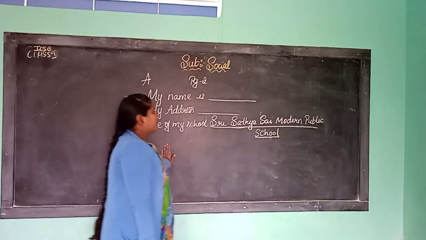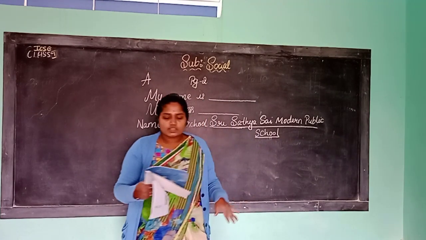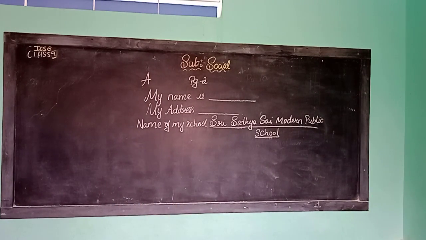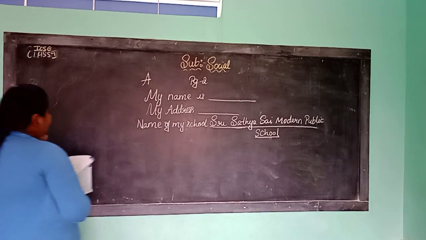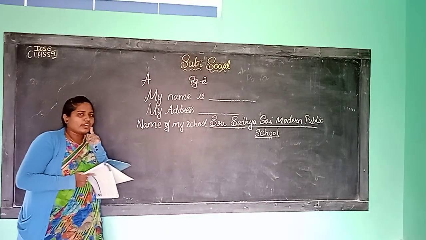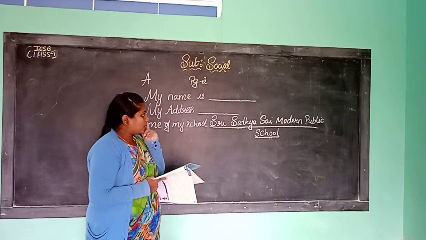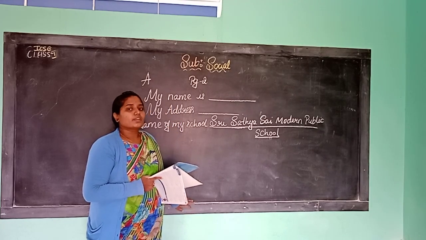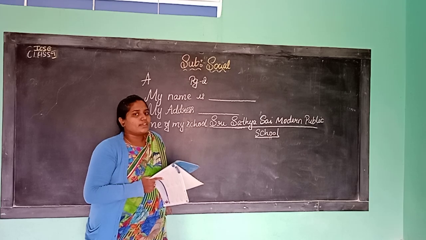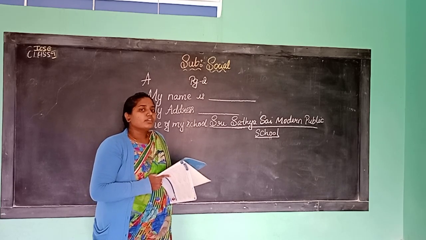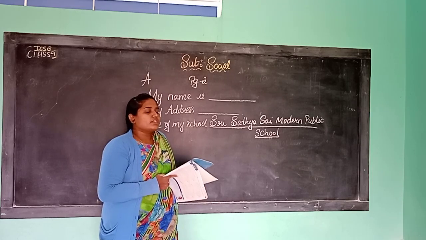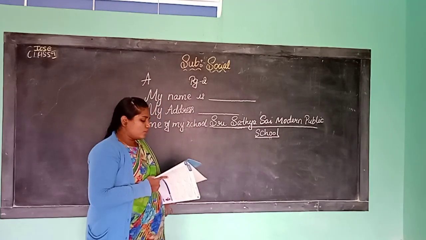Write your school name. Shri Satya Sai Modern Public School. All of you write it, children. Write in your textbook only, write in pencil. First one, you have to write your name. Second one, your home address you have to write. Finish, children. Next in third line, you have to write your school name.